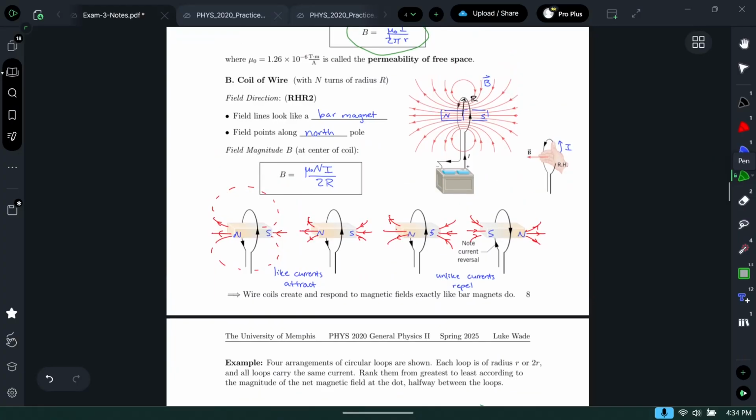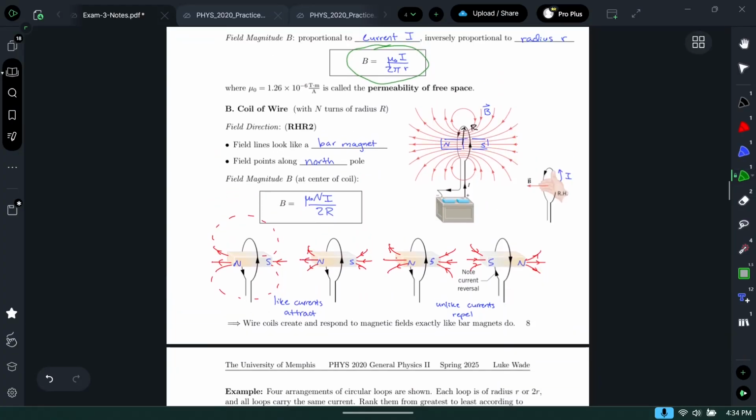If you want to find the strength of the magnetic field at the center of a loop, plug and chug. Whatever current you're given, however many loops, however large the radius of the loop, that's all you need. The only thing that sometimes trips people up here is if it's a single loop of wire rather than a coil, this number N is just 1.